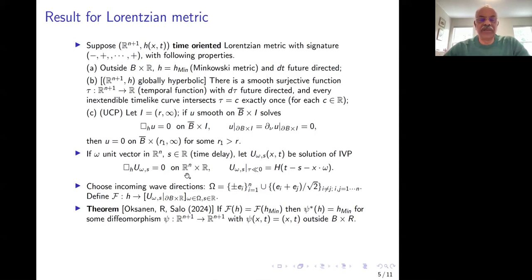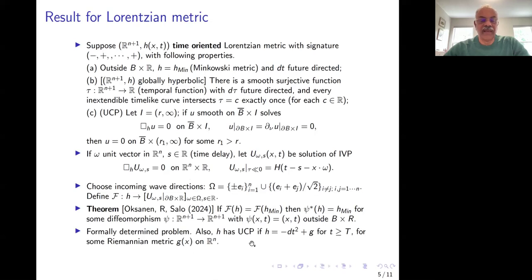Regarding this unique continuation condition, I would like to mention one thing. So for example, if you take h a Lorentzian metric, and if for large time, h is really the Riemannian metric, which is independent of time, then this has the unique continuation property. Meaning, if from time beyond something, your Lorentzian metric has this property, then C holds automatically. Okay, so that is the result for the Lorentzian metric case.